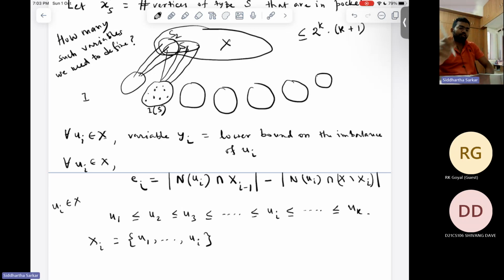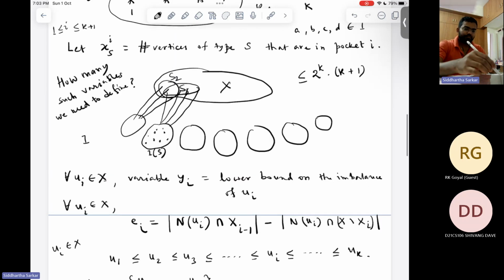So the first constraint we are going to write is, we have to first see, we have defined these variables. We have defined the variable yi also. Now we want to say that there is some relationship that is going to define the constraints on the ILP that we are going to formulate.